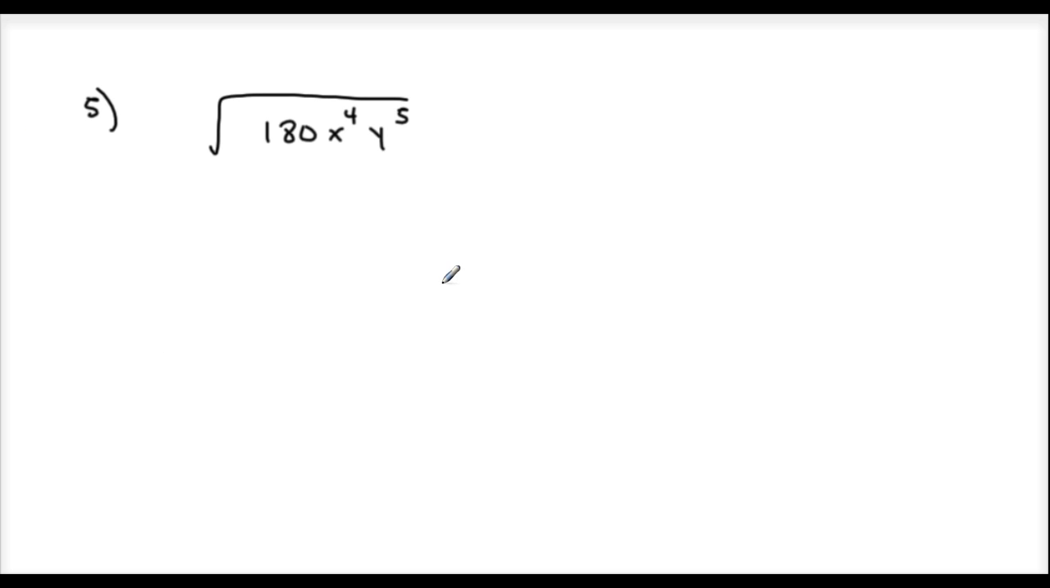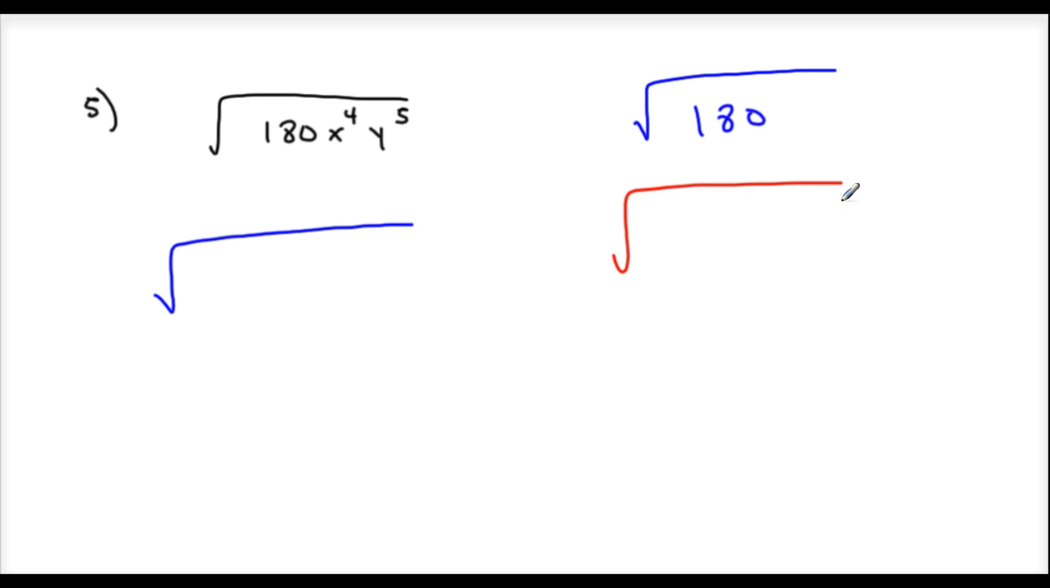Next one. 180, x to the 4th, y to the 5th. All right, so I want to break up factors of 180. What are factors of 180? So this one's a little harder to see. So I'm just going to do this one on the side here. Can anybody tell me what 2 factors of 180 are? If you can get a perfect square out of it, that would be great. But if you can't, what else can you do?